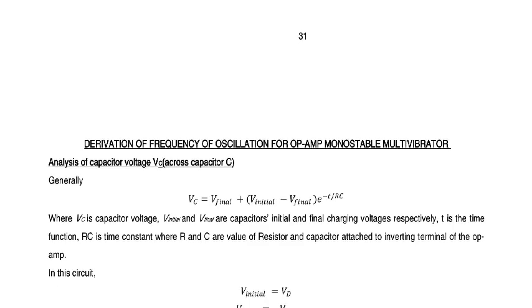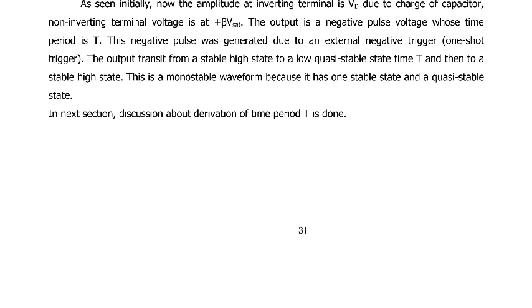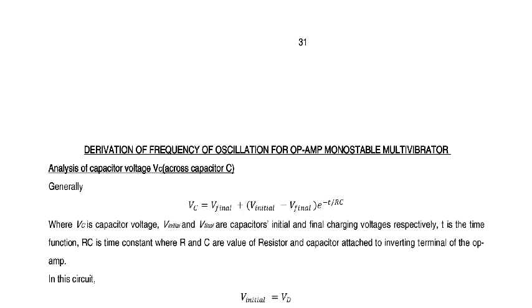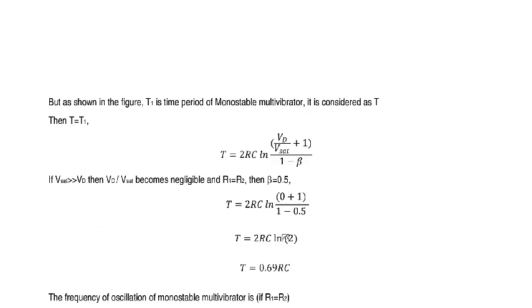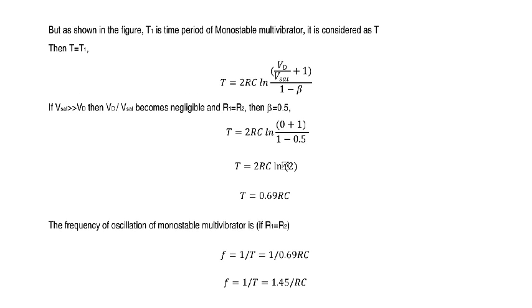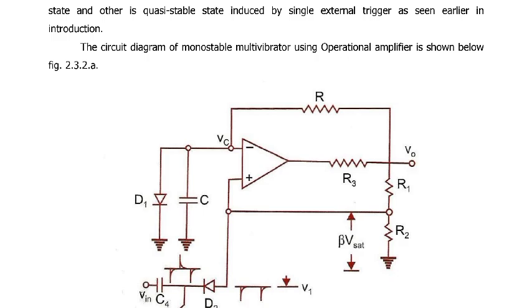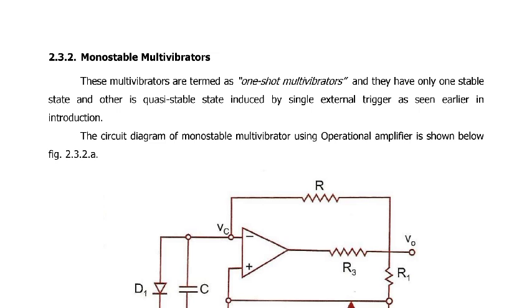Next is astable, but in our syllabus there is no analysis, so we cannot analyze the circuit. And next is bistable. So this is about the monostable multivibrator.